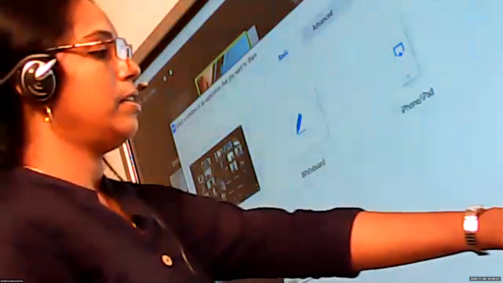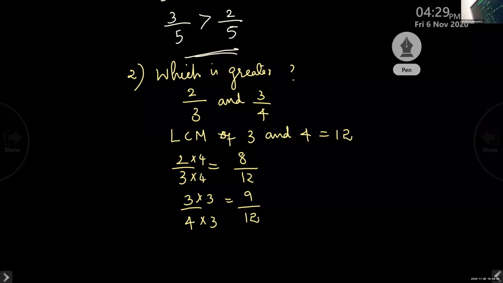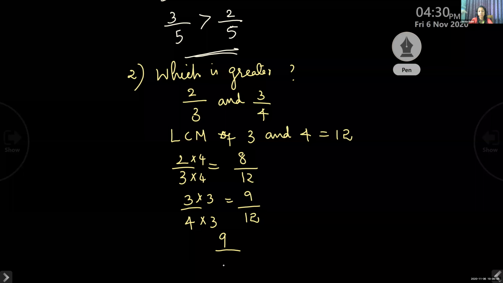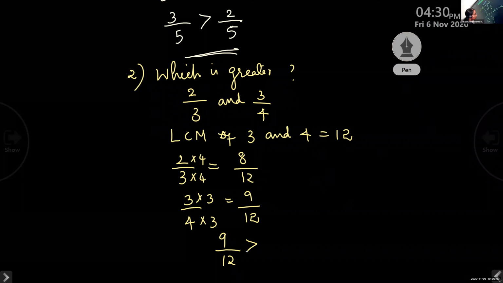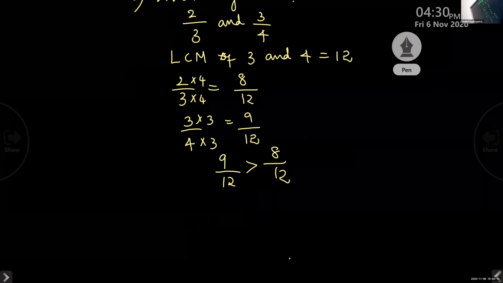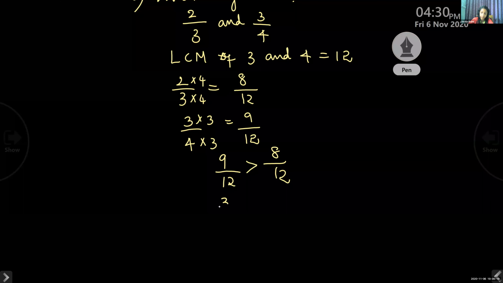I have given one question. First question, compare. First, I'll show you. See, which is greater in this? 9 by 12 is greater. But this is not our question. Our question is 3 by 4, not this fraction. So, you should not write the conclusion like this. From where did this 9 by 12 come? From the fraction 3 by 4. So that is our conclusion.